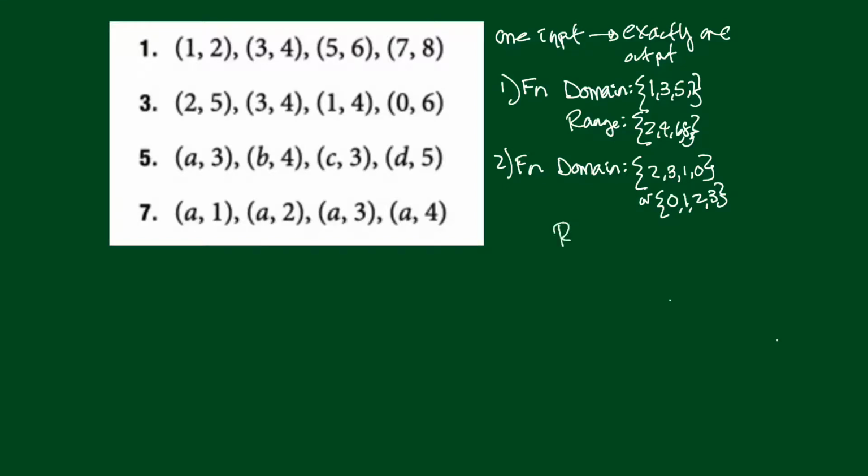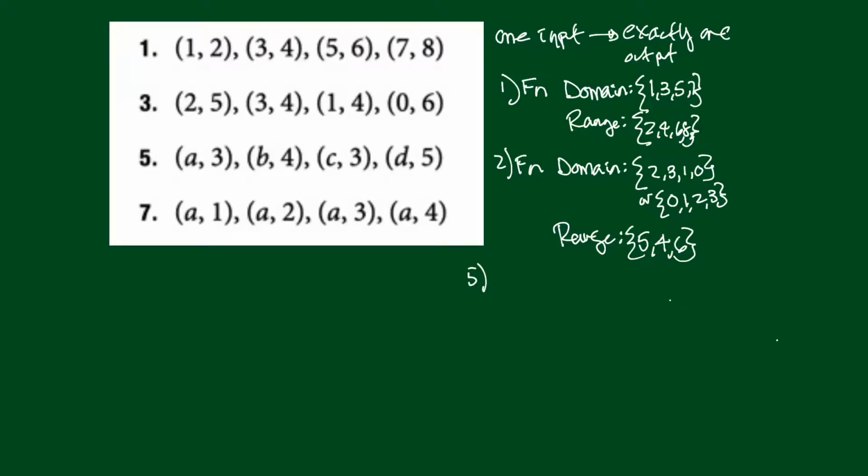And the range, set of second components. How about 5, 4, 4, 6? So I'm going to write it as 5, 4, 6. Now that 4 appears twice. I don't need to write it in the range twice. It's a set. So what are the outputs? Well, the outputs are 5, 4, and 6. If you take any one of these values, where does it go? It goes to a 5, a 4, or a 6.